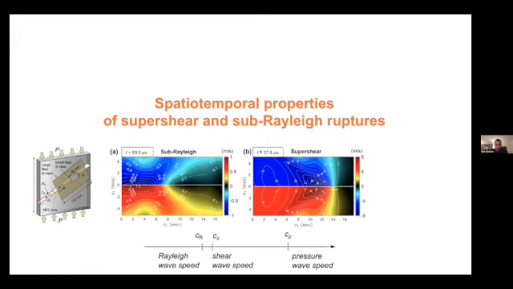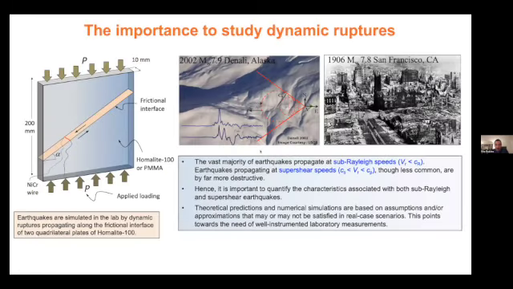Now let me focus on this part of the talk about the full field characteristics of dynamic ruptures. It's important to study both subRayleigh and supershear ruptures because subRayleigh propagation is very frequent for earthquakes. Supershear is less frequent, but when it happens, it's very damaging. And there are various examples of supershear ruptures as shown in these pictures.